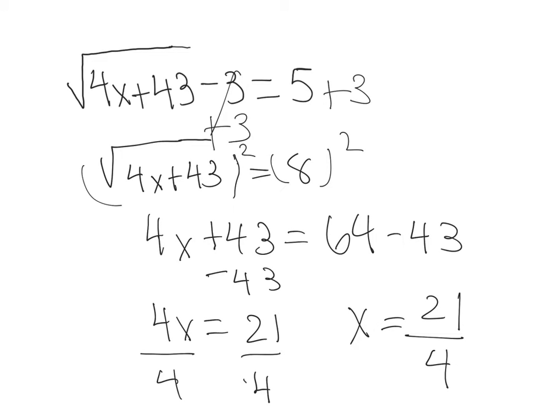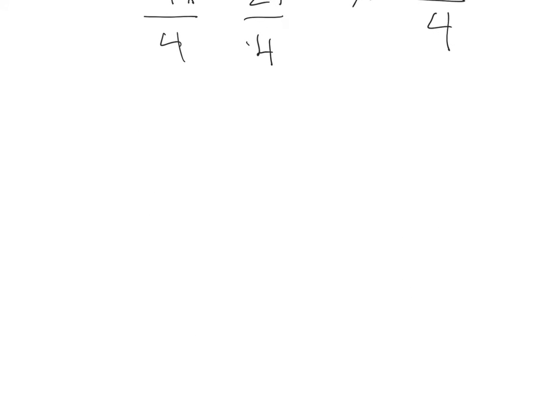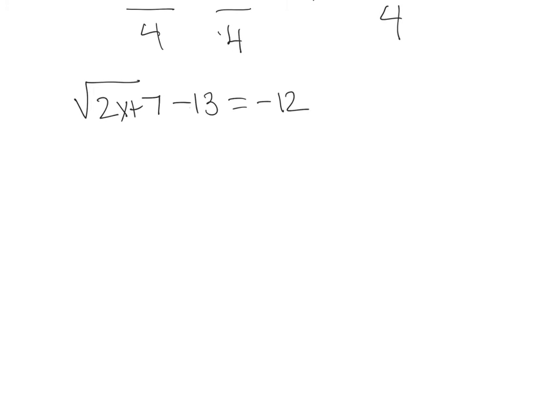So if anybody was confused with the last problem, I have another one here. We start off the same as last time by adding 13 on both sides in order to get the square root by itself. So when you do so, you get 2x plus 7 equals 1.